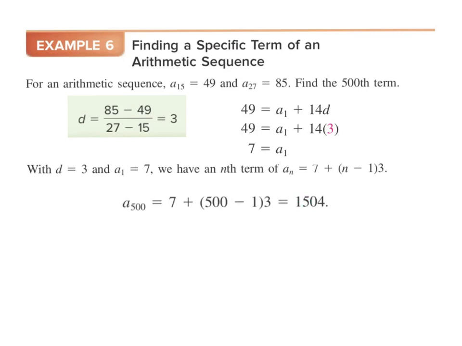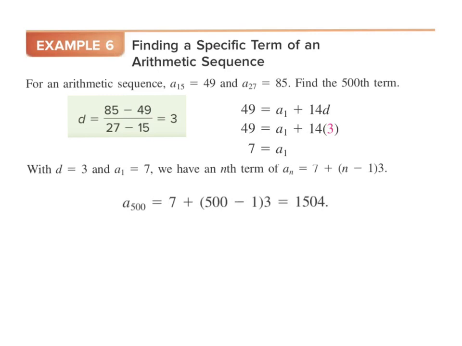So again, when you're given a situation like this, you have two things that you need to find. You need to find the common difference, then you need to find the first term. And once you do that, you can then find the term that you're looking for. Okay, so that's different versions of arithmetic sequences. Let's talk about series now.